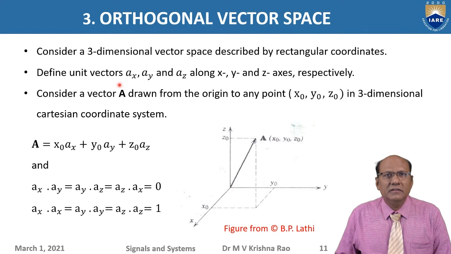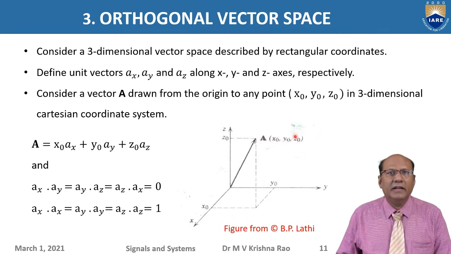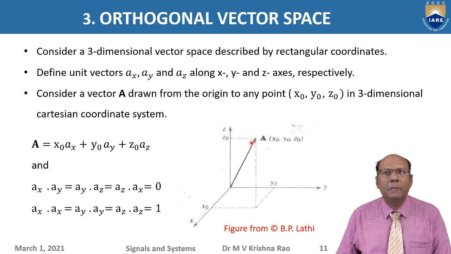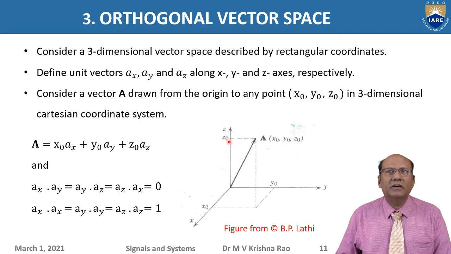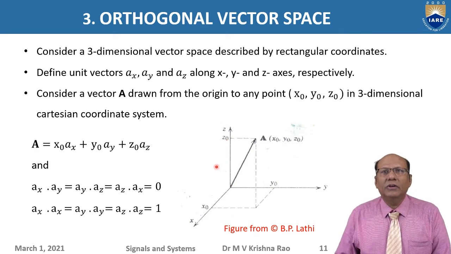Now I am considering an arbitrary vector A, which is drawn from the origin of the coordinate system to the point A. The point A has the coordinates x0, y0 and z0. This is the vector formed to this point. It is basically called a position vector, and the coordinates are shown here. x0 is the coordinate on the x-axis, y0 is the coordinate on the y-axis, and z0 is the coordinate on the z-axis. We already know that.